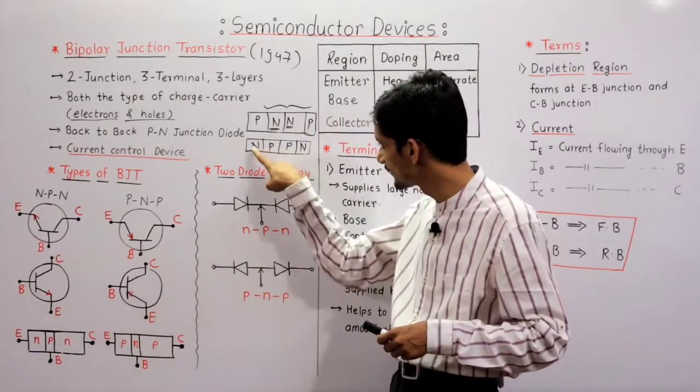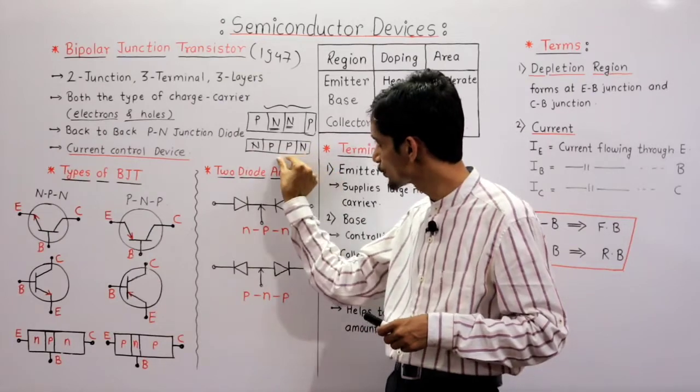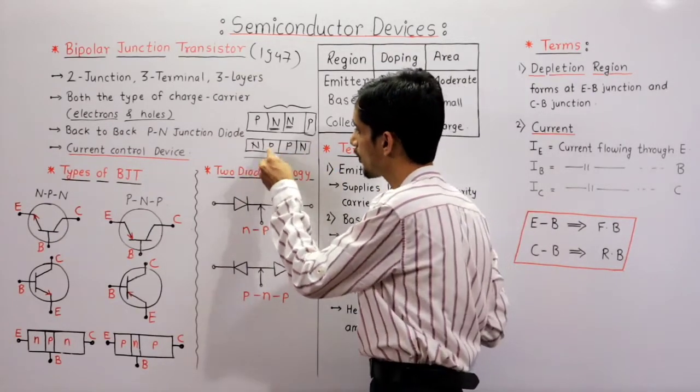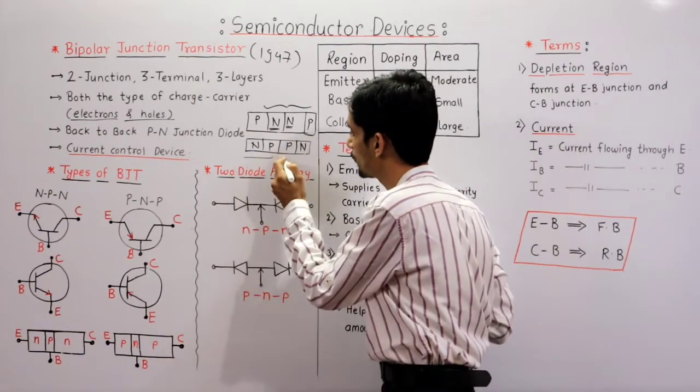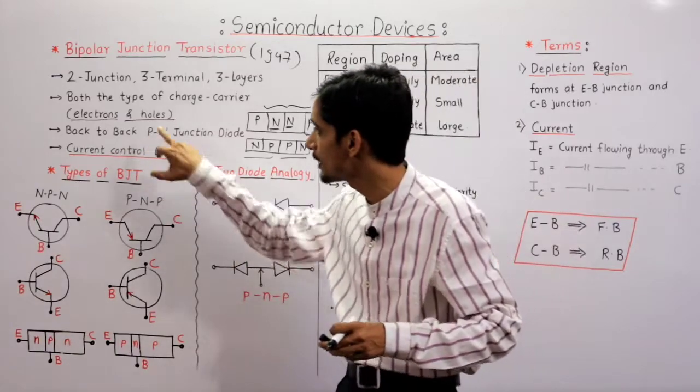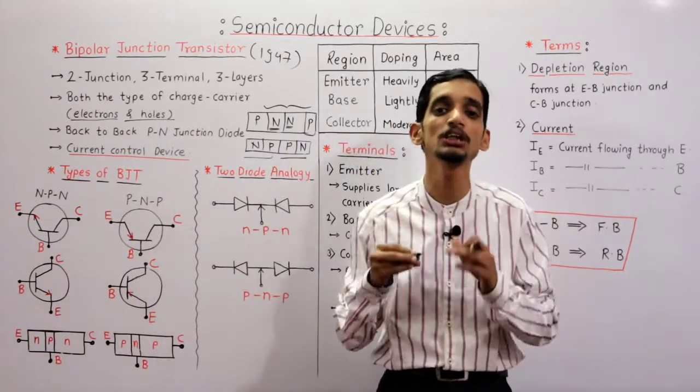In this case, this is NP, PN. So this is the anode of the first PN junction. This is the anode of the second PN junction. So these two anodes are tied. So that's why this is back to back PN junction diodes.